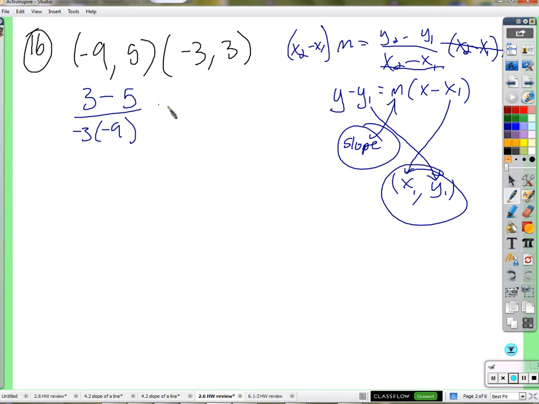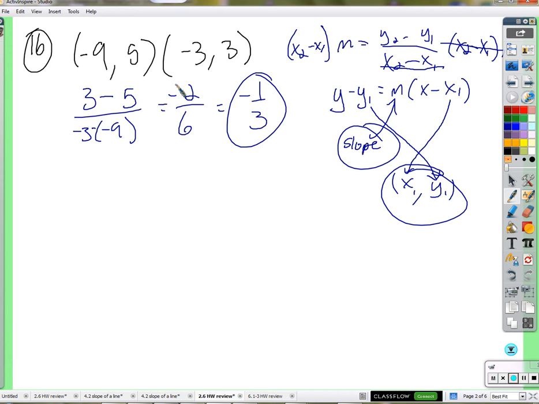Okay, now we agree. Negative 3 minus negative 9. That's negative 3 plus 9. That's 6. That's negative 1 third. So that's the slope. Now we have the slope, and we have either of these 2 points that we want to pick. And we use the point slope form.